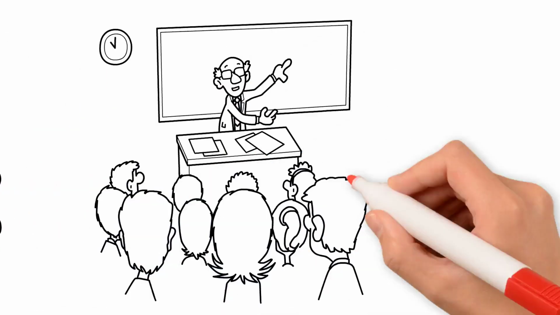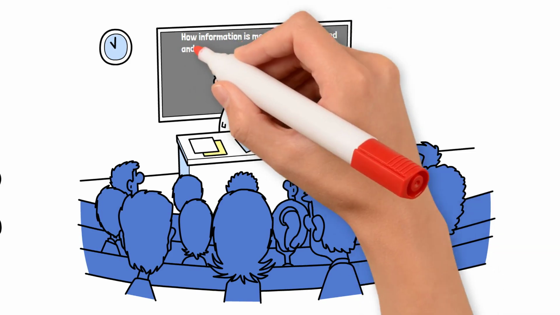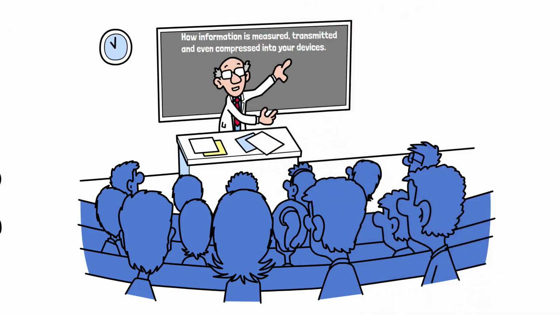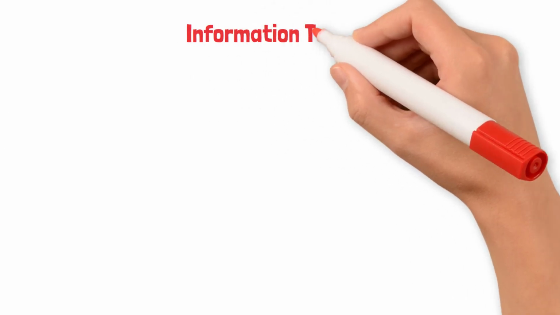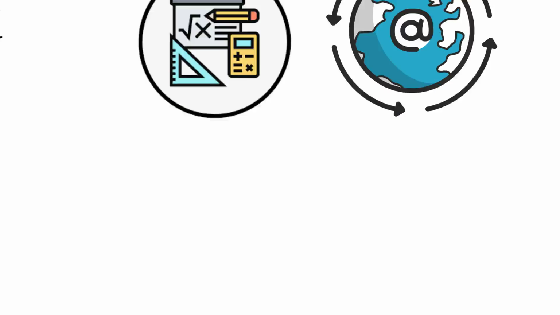Today, we're diving into a field that explains how information is measured, transmitted, and even compressed into your devices. It's called information theory, and it's the mathematics that makes the digital world possible.